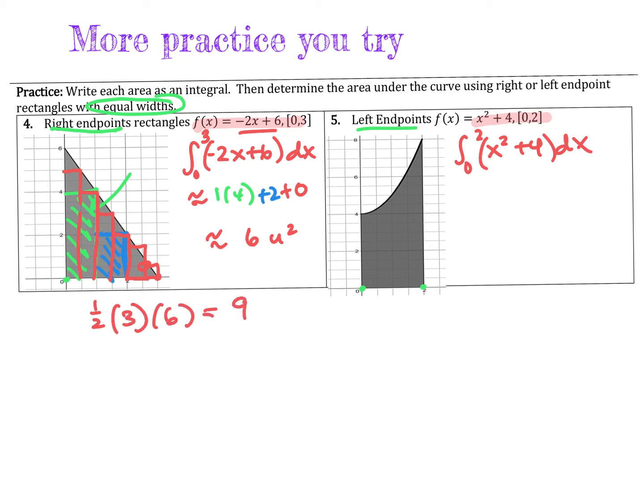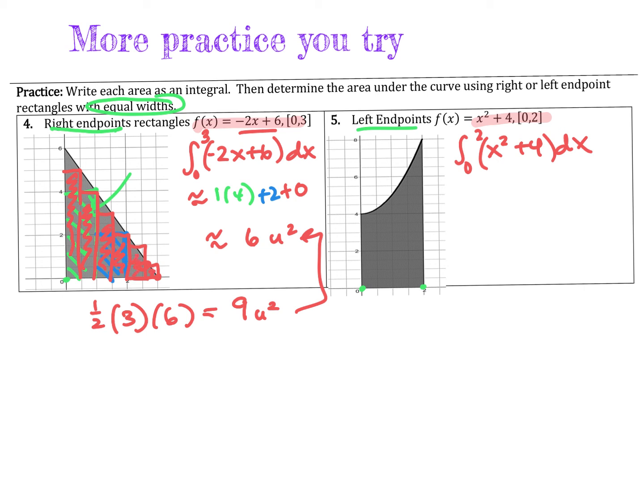So the actual area would be half of 18, which is 9 units squared. So my approximation of 6 is really not that great of an approximation. If I used each of these red rectangles, I probably would have gotten a lot closer to 9.